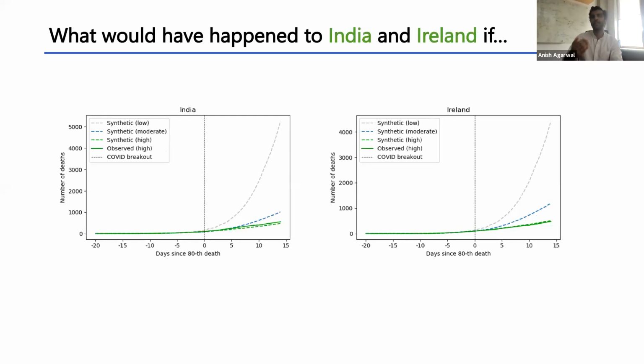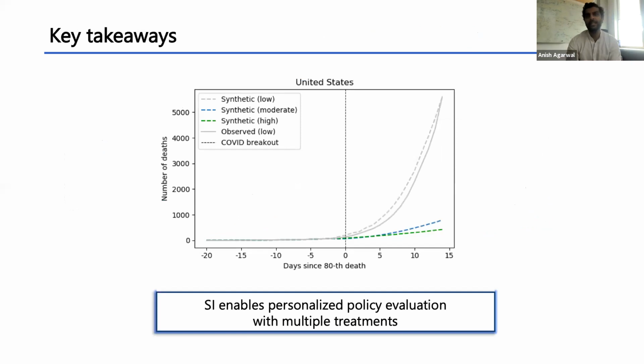And again, we did the same thing for countries that had enacted a high mobility restriction post-COVID, such as India and Ireland. And we see that the dotted green line and the solid green line are again close to each other. And you can see the counterfactual India under the various interventions, and same for Ireland. And so the key takeaway for this part is that if you believe the SI estimate, it enables personalized policy or program evaluation with multiple treatments.